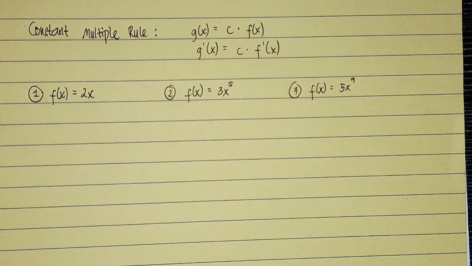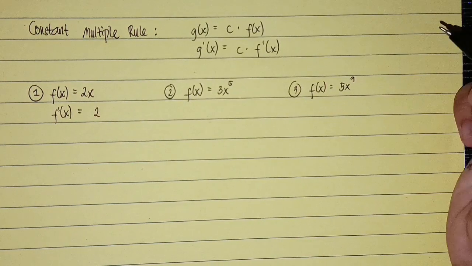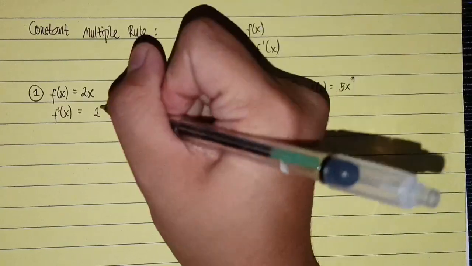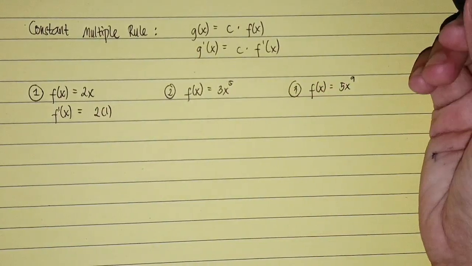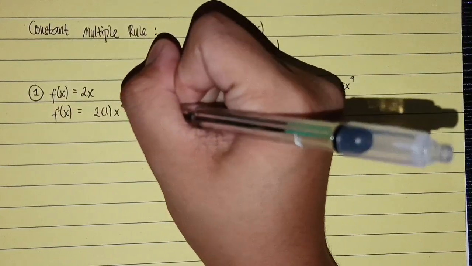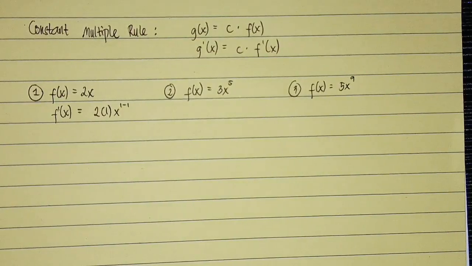Example number 1. f of x is equal to 2x. Here, the constant is 2 and the variable part is x. Using the rule, we multiply the constant by the derivative of x. Let's write the constant 2, and the derivative of x is 1 times x to the power of 1 minus 1.